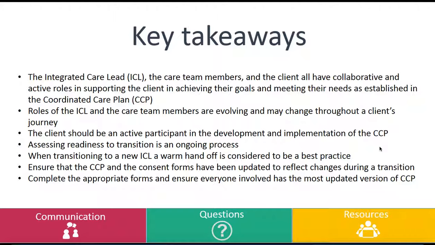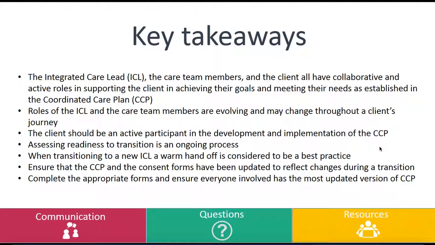Assessing the readiness to transition is an ongoing process, and remember that this may take place a few times throughout the patient's trajectory. When transitioning to a new Integrated Care Lead, a warm handoff is considered to be the best practice. It's important to ensure that the Coordinated Care Plan and the consent forms have been updated to reflect the changes during the transition so that everyone is made aware of the most recent updates that have taken place.